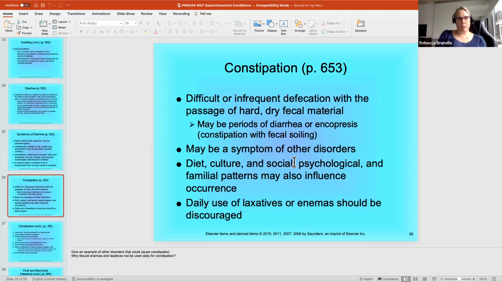On the other end of the spectrum is going to be constipation. Kids get constipated all the time, unfortunately. We don't normally do laxatives or enemas in kids. We really start with diet. And then if we do any sort of medication intervention, it would probably just be a stool softener.